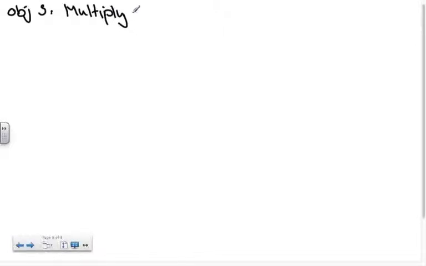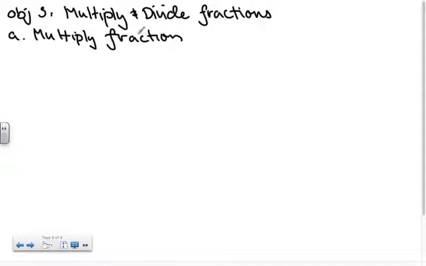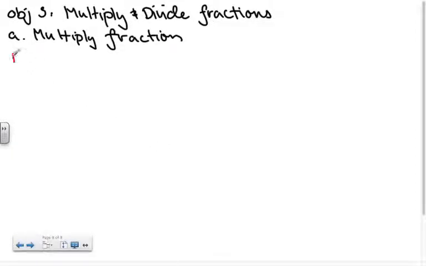Multiply and divide fractions. Okay, so we'll start with multiplying. We'll start with multiplying fractions. First we need a definition or a rule. So the rule for multiplying fractions, let's get a red pen out. The rule is as follows.